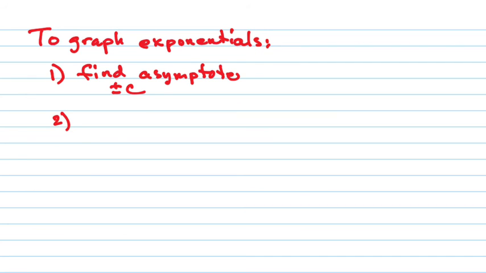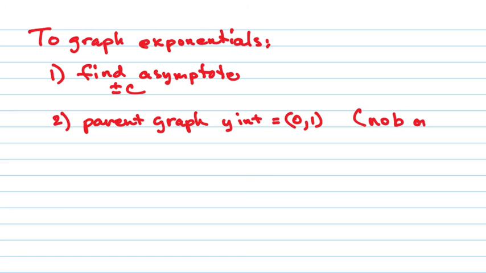Second, think of the parent graph where the y-intercept is always 0, 1. Sorry, I said it, but I didn't write it. The y-intercept is always 0, 1. Right? That's the parent graph. That means there's nothing added to either; you don't have a B or a C. So that's no B or C.